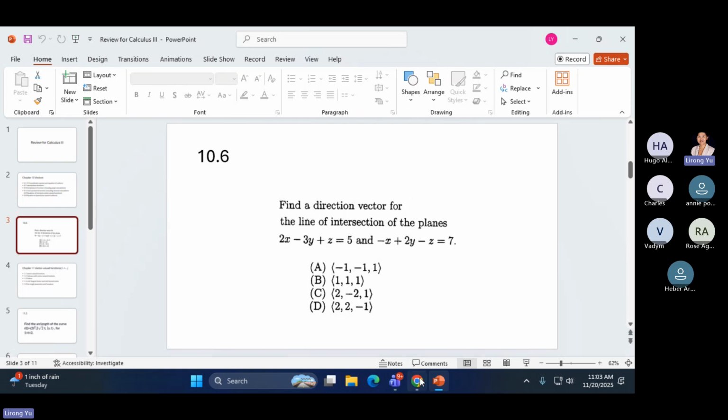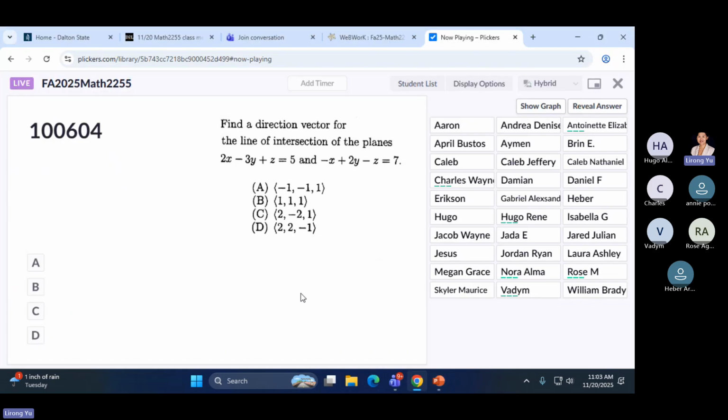Okay, I want to see how many of you already have the answer. Let me turn on the scanner.